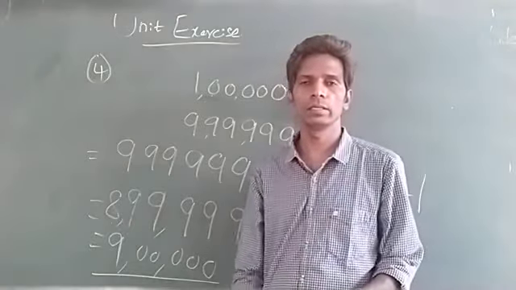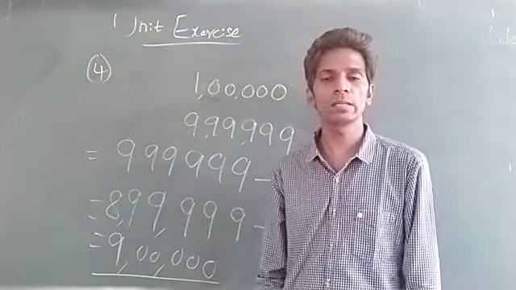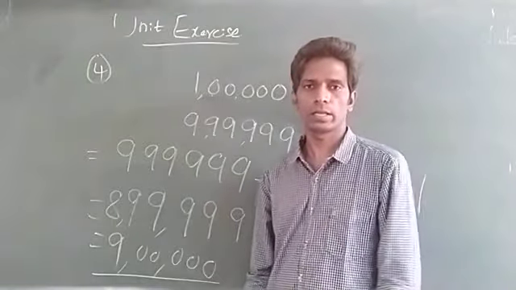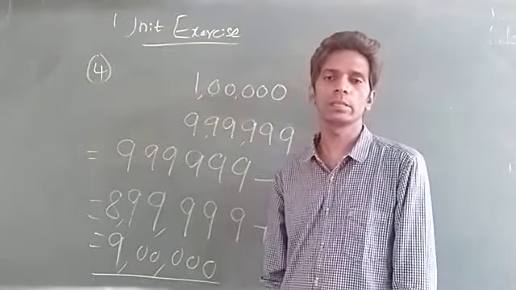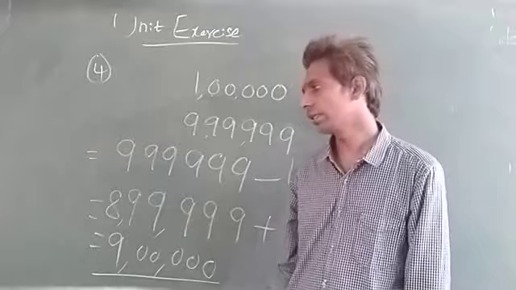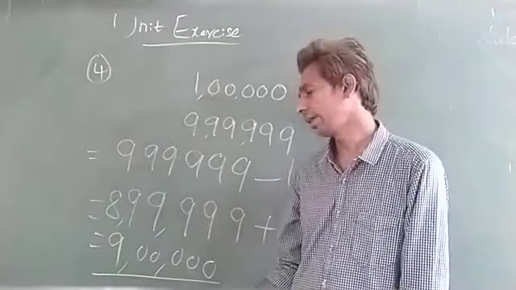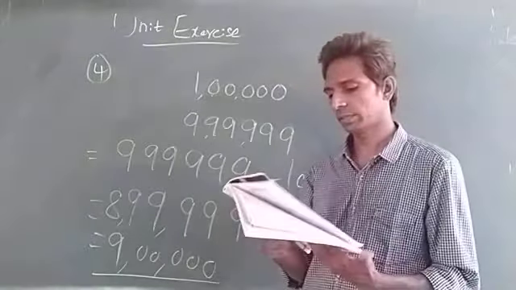Now 1-digit numbers means how many numbers are there? 10 numbers. 2-digit numbers are 90. Like this, 6-digit numbers are 9 lakhs numbers. Let's see the next one.